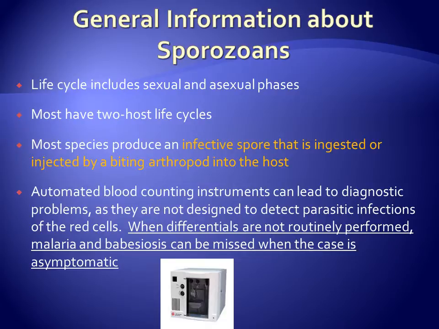One problem we need to be aware of in the lab is that because these are intracellular parasites, when we run them through an automated cell counter, such as a Coulter counter, we'll miss them because they're inside the red cells. And so it's important to know that those differentials are important. We need to actually look at red cells in blood smears on a slide so that we can see these organisms within the red cells.